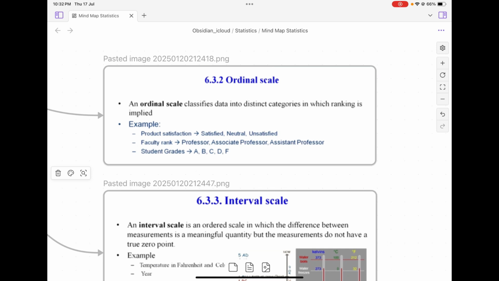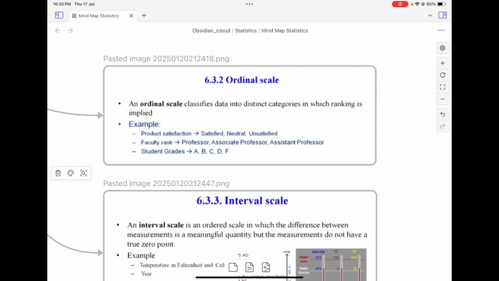For example, you are asked to enter the product satisfaction level. That is normally what we do. You can rank it as satisfied, neutral, unsatisfied, etc. So there is some kind of ranking. Satisfied comes at the top, neutral in the middle, and unsatisfied at the bottom. You can give some numbers also, 3 to 1. So this is ordinal data because there is a kind of ranking between them.